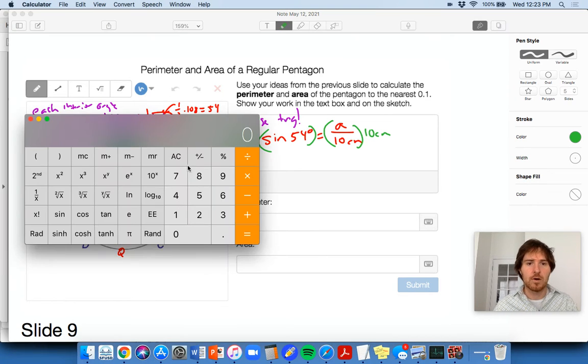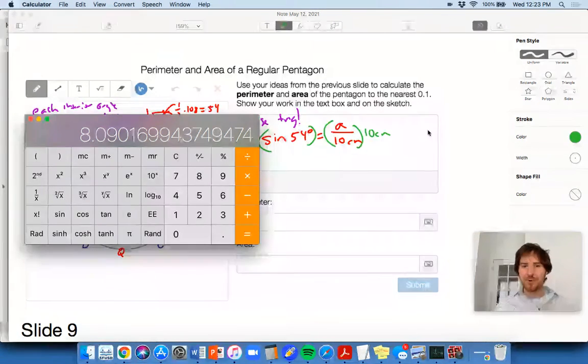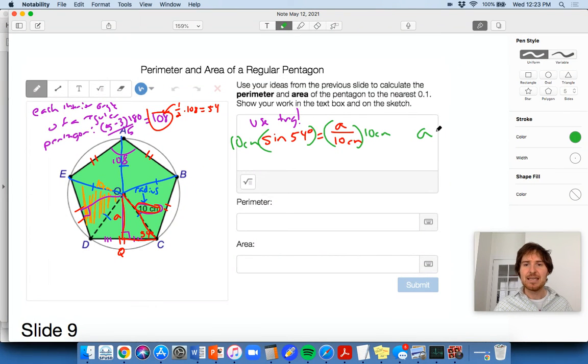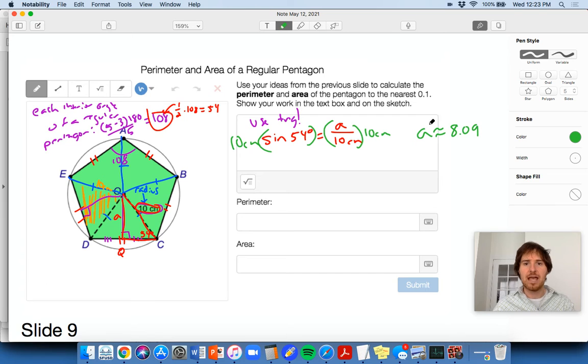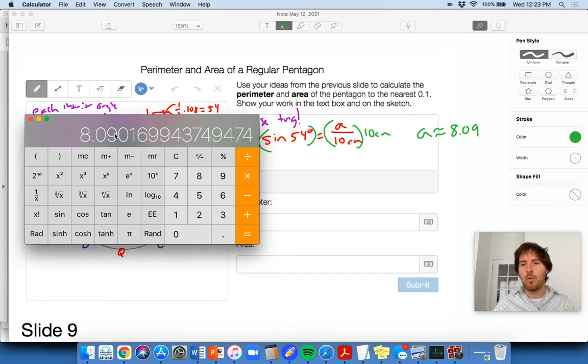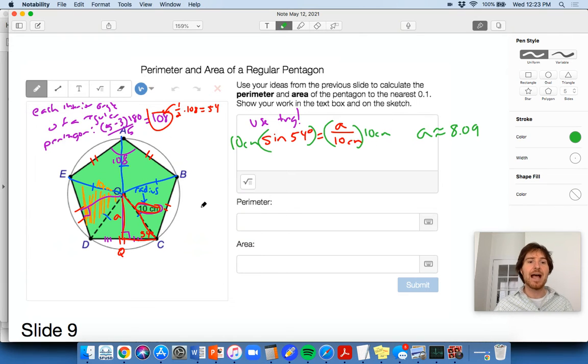Sine of 54 degrees. Make sure we're in degree mode. Lots of things to double check here. 0.8, that seems about right. Sine of anything less than 90 is going to be less than 1, so we're good there. Times 10, okay? And I got 8.09. So A is about 8.09. It wants us to round to the nearest 0.1, and we have a 0 there, so that's a pretty safe thing to round to here. Okay, I got that.